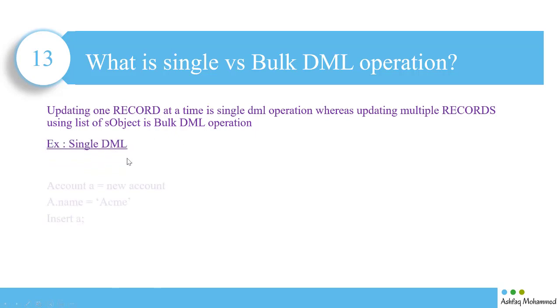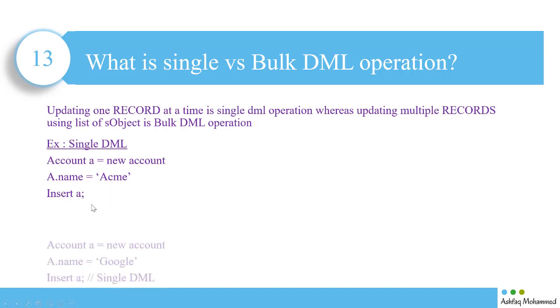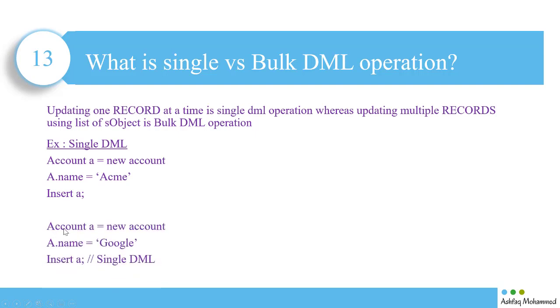So example of single DML operation. Okay, I have taken Account a equals new Account, and a.Name equals Acme, and then I'm inserting a, right? And next I'm writing one more time Account a equals new Account, or maybe I'm writing it in a for loop, whatnot. Okay. So Account a equals new Account, a.Name equals Google, and then inserting a. So at a time, I'm trying to just insert one record, right? Okay, if you are having one record, that's fine, but you should always write code which should handle bulk updates, or bulk inserts. Okay, always you should try to write the bulk DML operations.